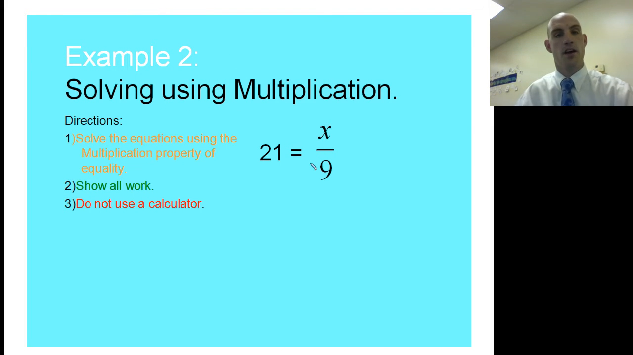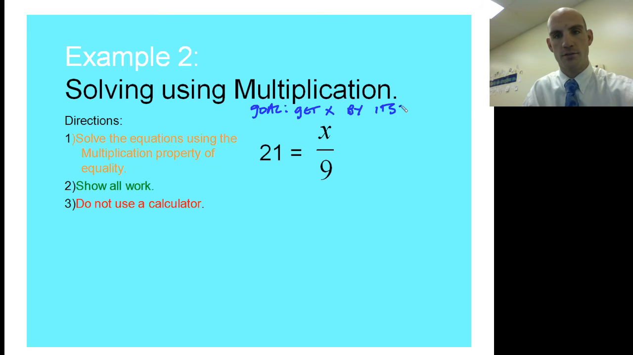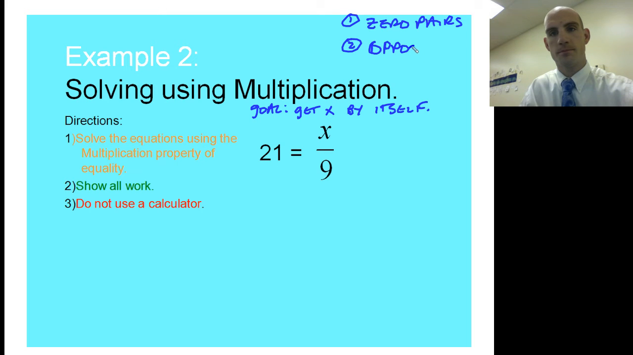Let's do another one. They switched it around, but we're not scared because our goal is still the same. Goal: get x by itself. And my steps: 0 pairs, and opposite operations.